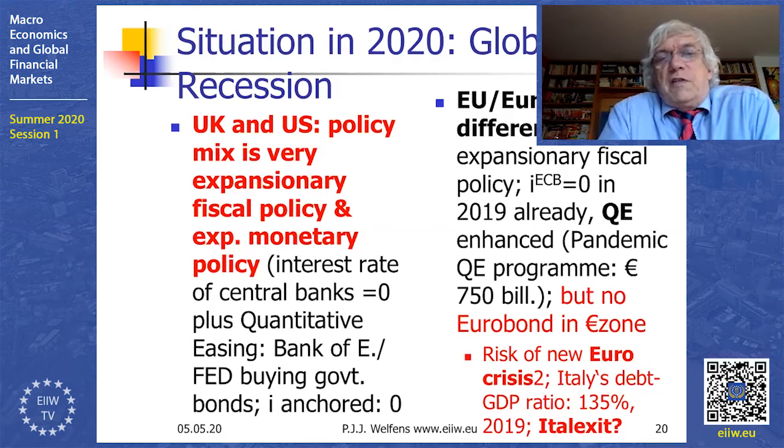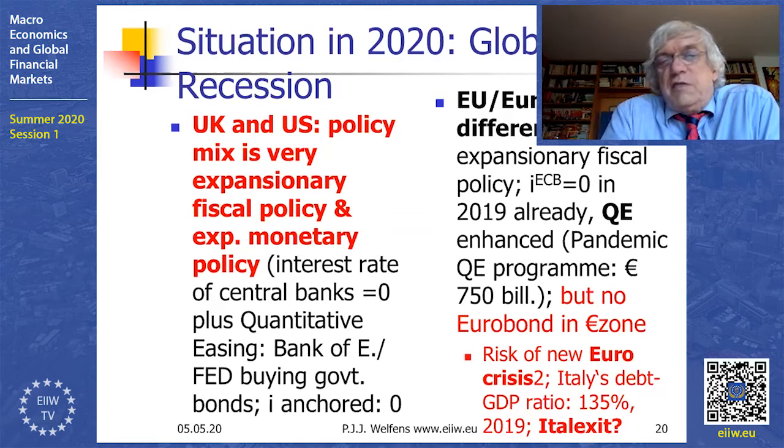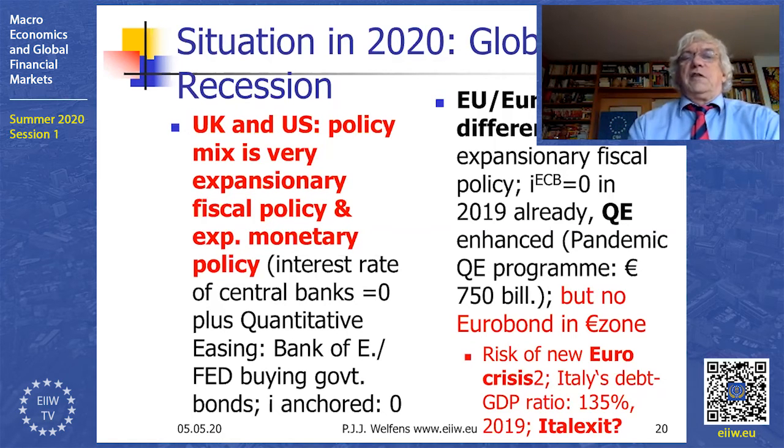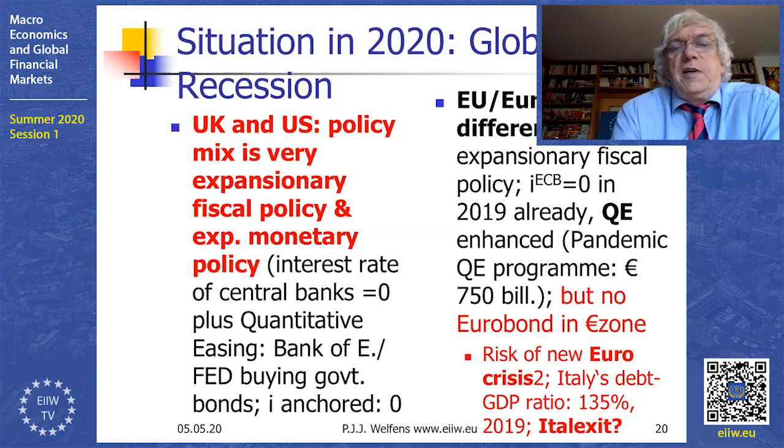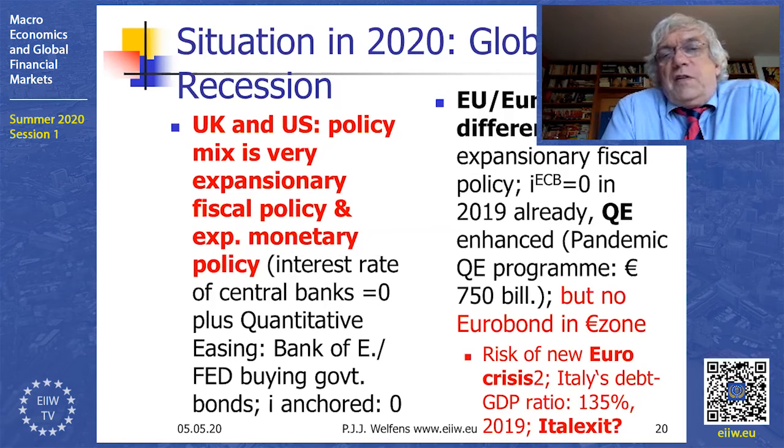You have expansionary fiscal policy plus expansionary monetary policy, but the situation again in monetary policy is a bit special, because the interest rate of central banks is now down to zero. In the Eurozone, it was already at zero in 2019, but interest rate reductions of the Fed and the Bank of England in the first quarter 2020 brought down the interest rates. They are also more or less down to zero.